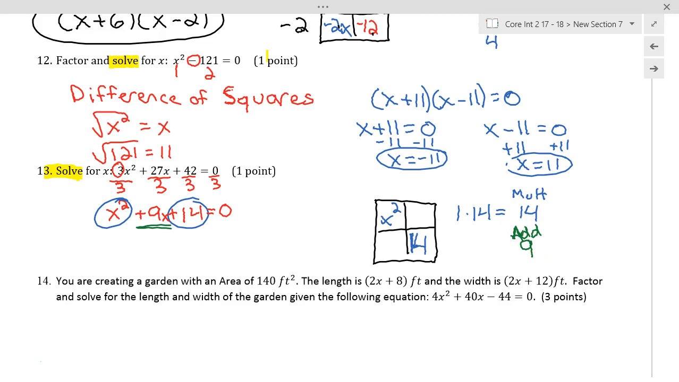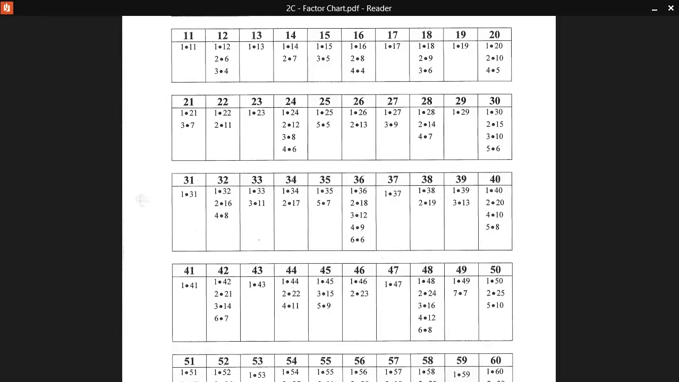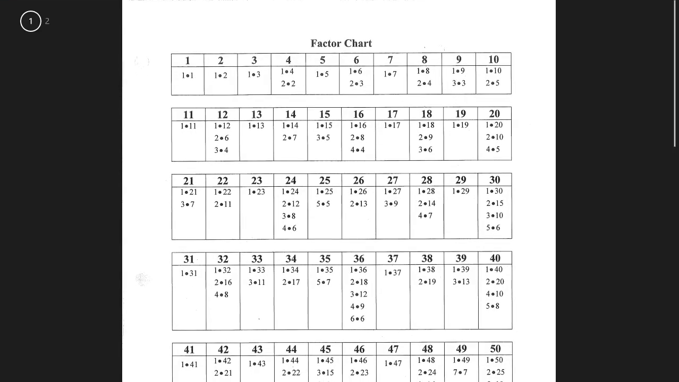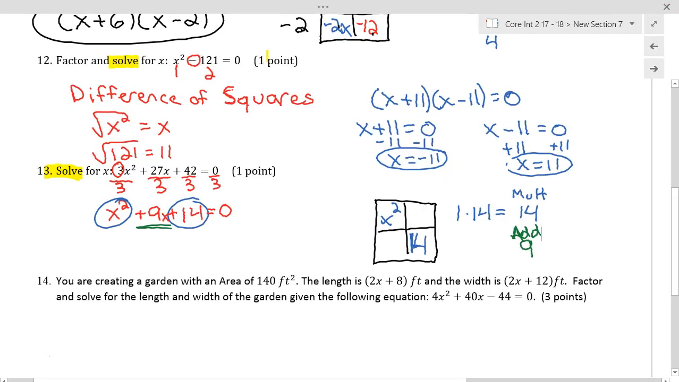So what are my two numbers that multiply to 14 and add to 9? Again, this is where that factor chart could come in handy. I can look at all my multiples of 14. 1 and 14, and 2 and 7. 2 and 7 add to 9.